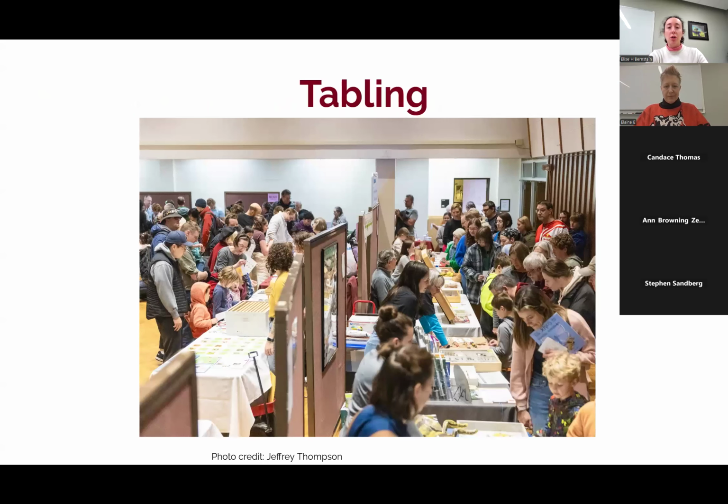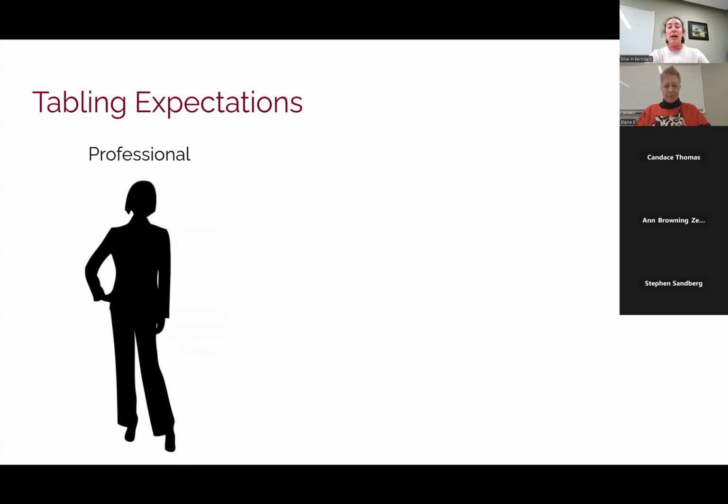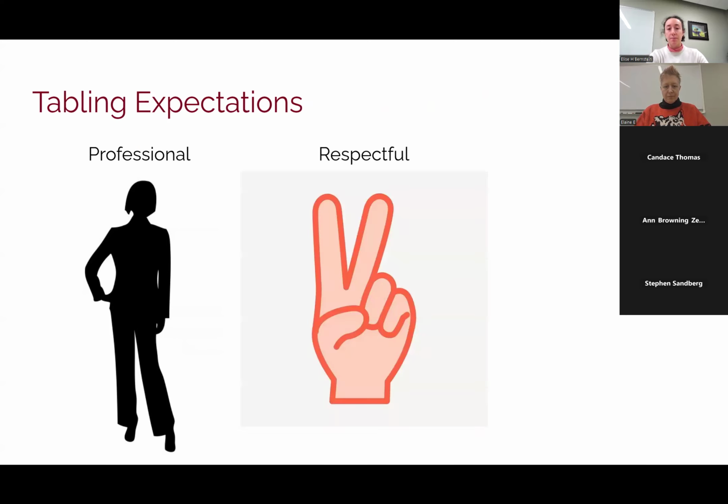First, we're going to talk about tabling events and some guidelines and things to keep in mind while you're tabling. There are a few expectations when you're tabling, but we have three key expectations. We expect that you show up prepared to act professional. You are representing the university while you're volunteering as a pollinator ambassador.